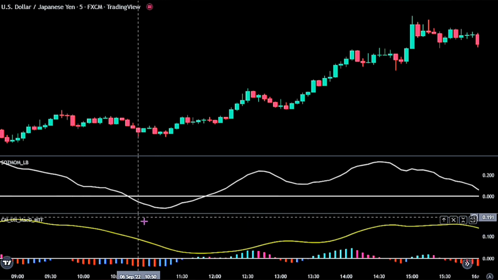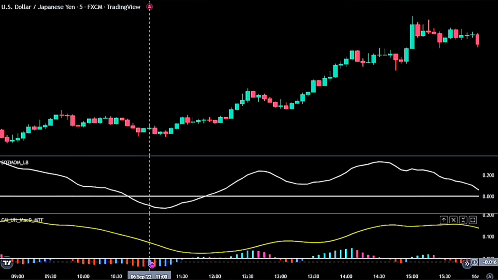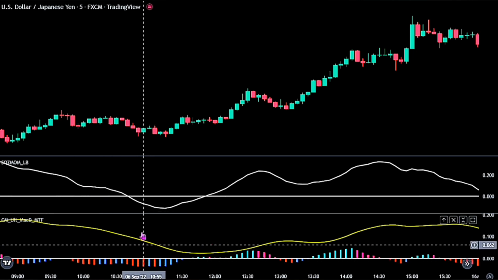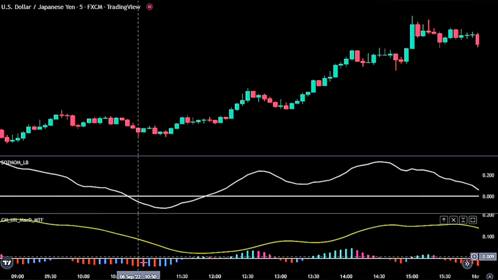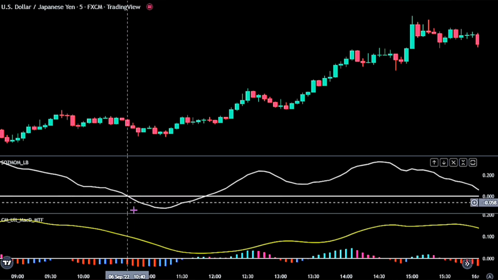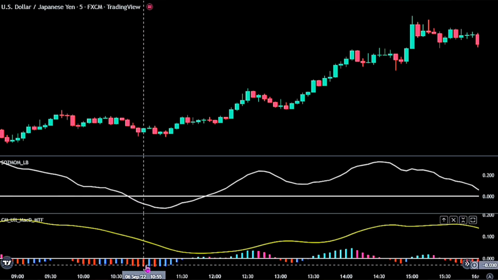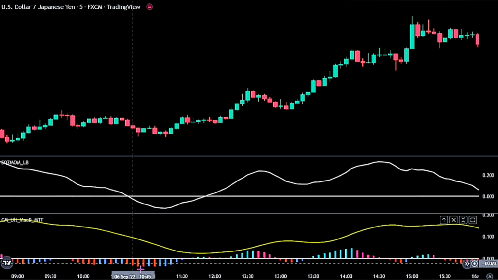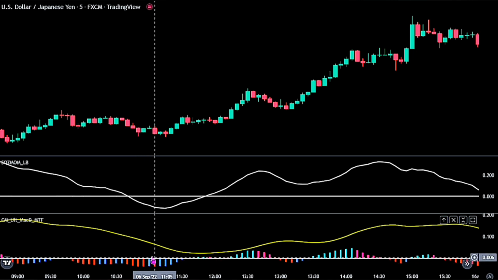Then we would enter a buy trade when we see a blue histogram on the MACD from the point A. So here, we see we have the yellow moving average above the 0 line, and we can see that from the point at which we had our squeeze momentum cross below the 0 line, we still had a red histogram on the MACD, so we had to wait till we got the first blue histogram at this point.